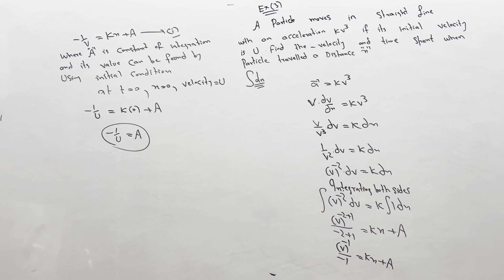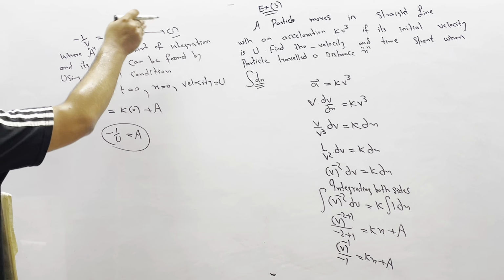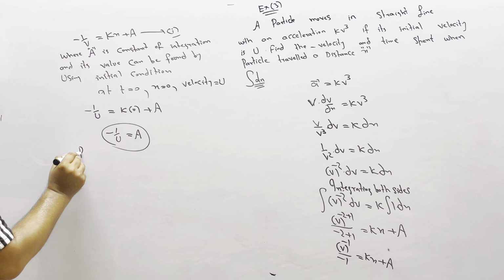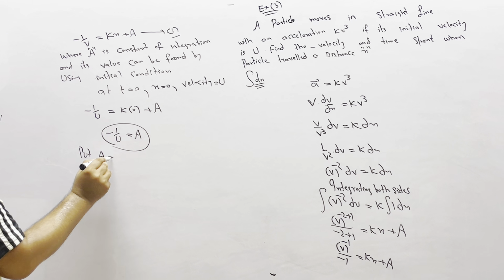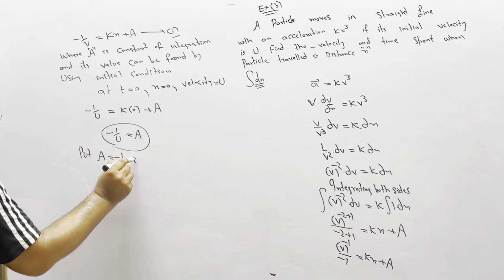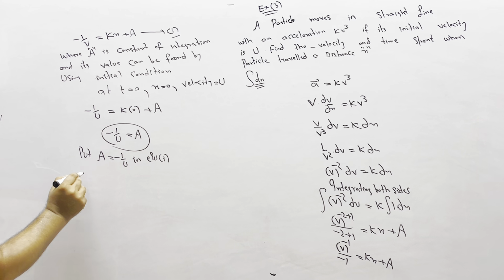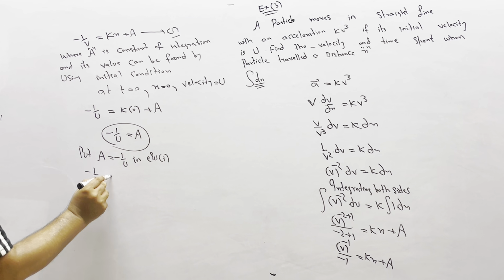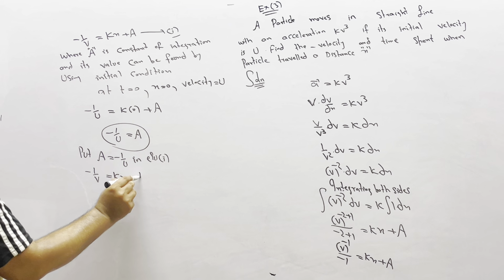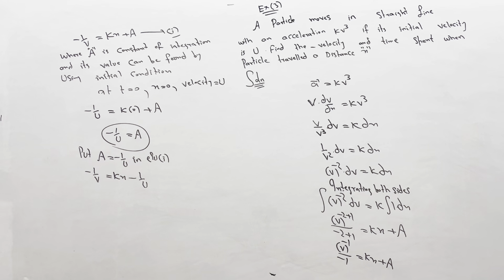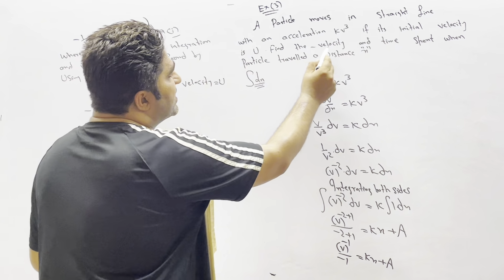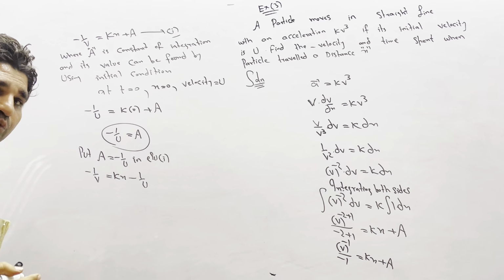Now what I will do, I will put this capital A, A equal to minus 1 over u, in equation number 1. And what will it become? Minus 1 over v equal to kx minus 1 over u. Basically, what you want is the value of v here, because in the question it was asked to find the velocity. So it means you want to find v here.